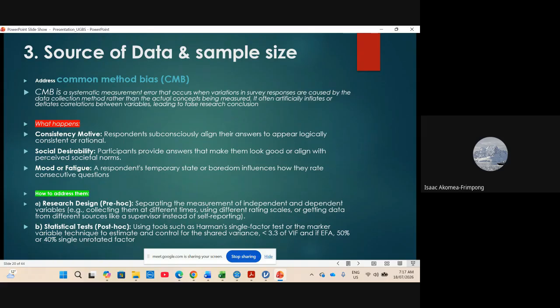I mean, the other two things will explain this more. Participants provide answers to make them look good or align with the perceived societal norms. And then the last one is a respondent's temporary state or boredom influences how they rate consecutive questions. When you are giving the questionnaires to people, you need to let them know, please take your time, respond to it.